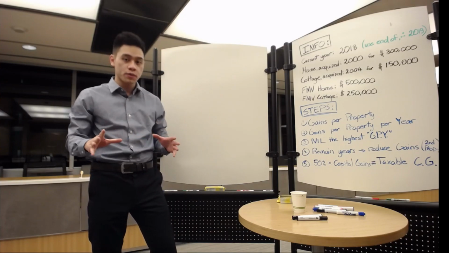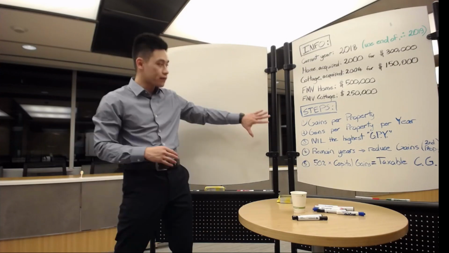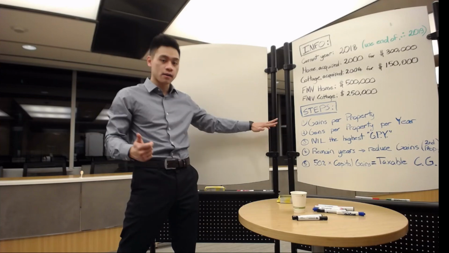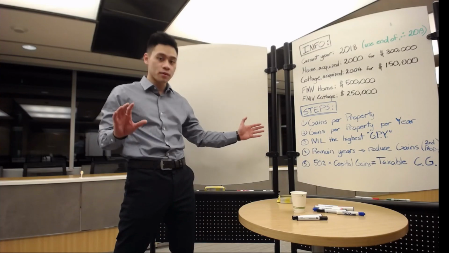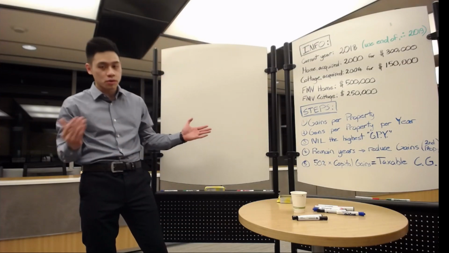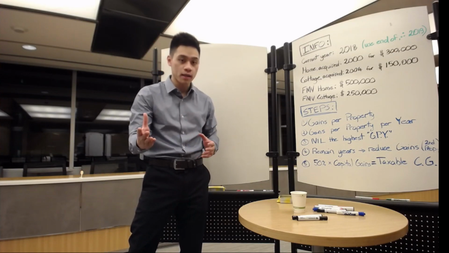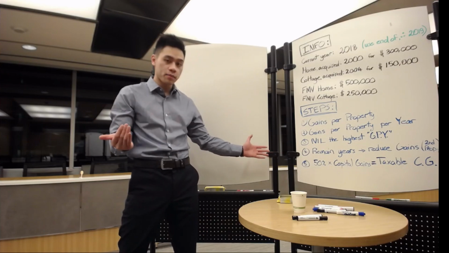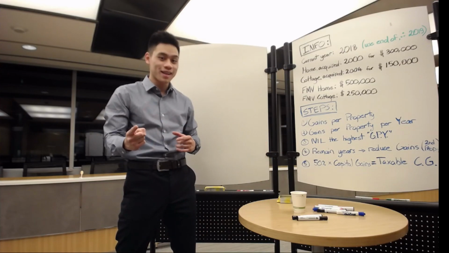So for any principal residence exemption calculation, I apply these 5 steps. The first step is calculating your gains per property. Second is the gains per property per year. And then third is to nil the property with the highest capital gain per property per year. And then the fourth is use your remaining years to reduce the capital gains of the second property. And then the fifth is to apply 50% to the capital gains to get your taxable capital gains.